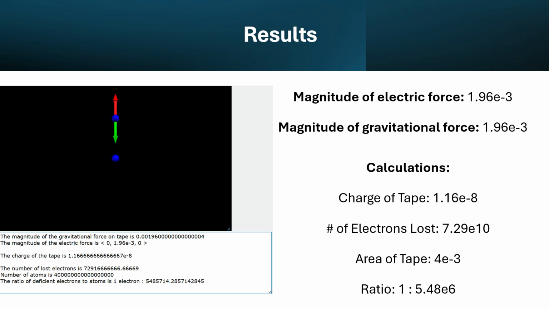The charge of the tape was calculated to be 1.16e-8. The number of electrons lost was calculated to be 7.29e10. The area of the tape was 4e-3. And the ratio of electrons to atoms was 1 to 5.48e6.